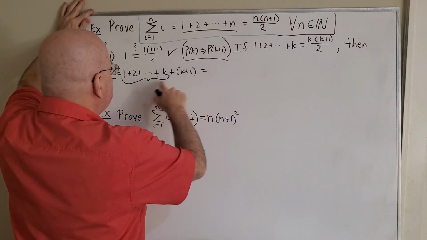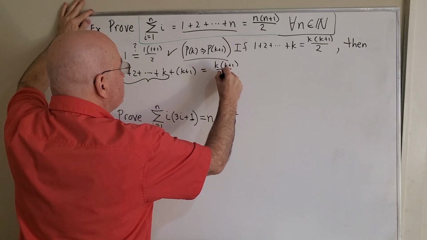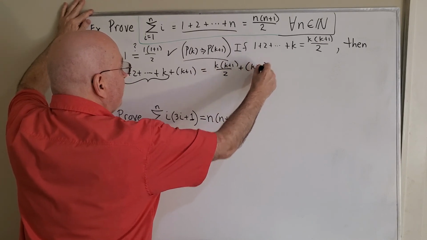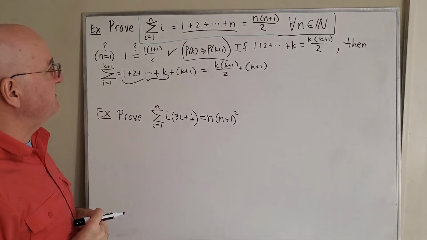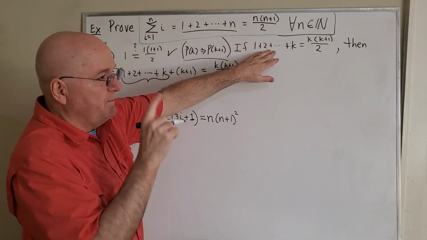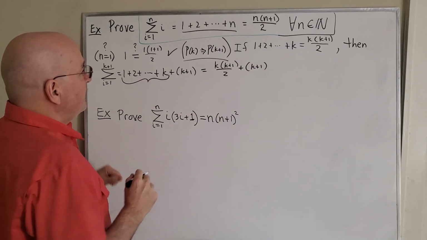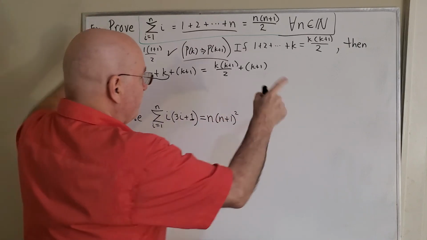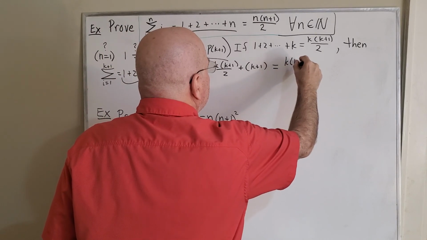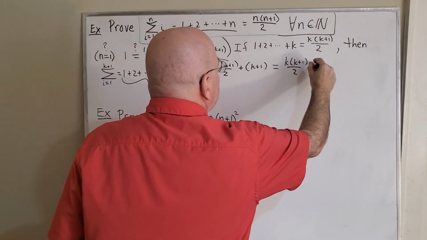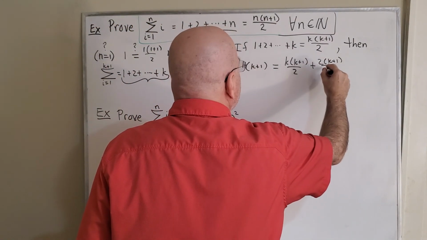So, by the induction hypothesis, I know that this is equal to k times k plus 1 over 2 plus k plus 1. I just used the inductive hypothesis, or the inductive assumption, assuming this is true, which is called P(k), and this would be P(k+1). And let's do some algebra on this. Maybe I'll go to the right one more, just to save some room. I'm going to get a common denominator, plus multiply this by 2 over 2, and I get 2 times k plus 1 over 2.